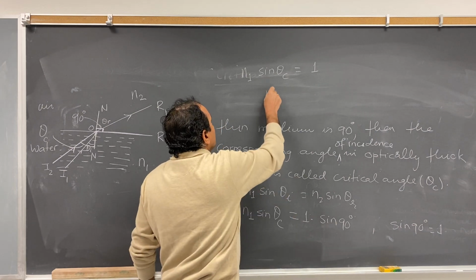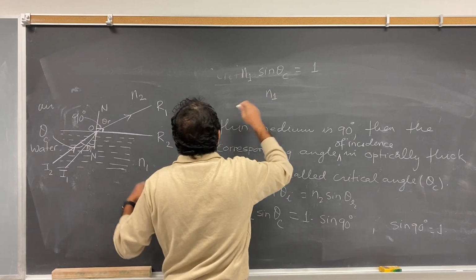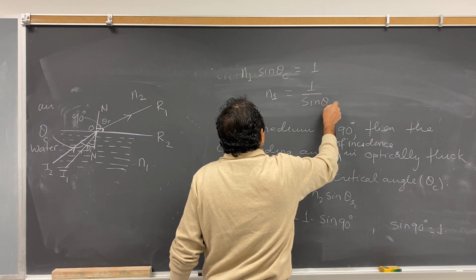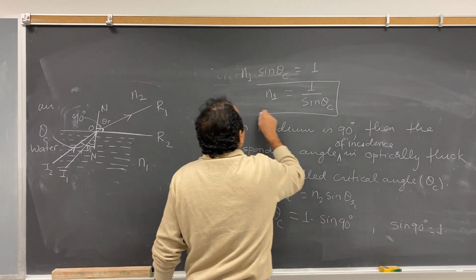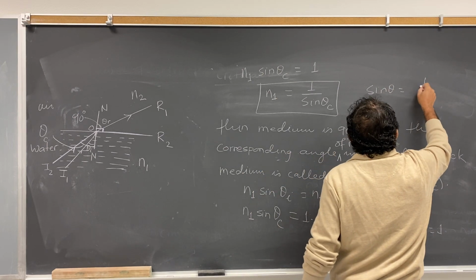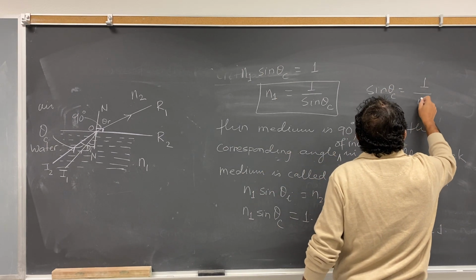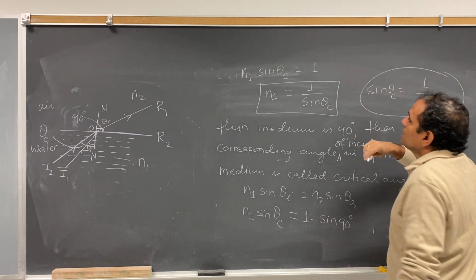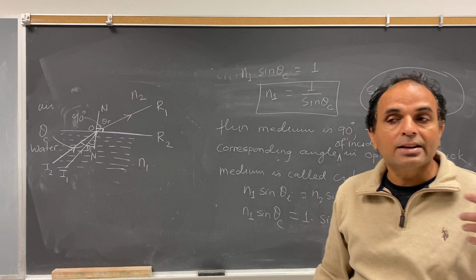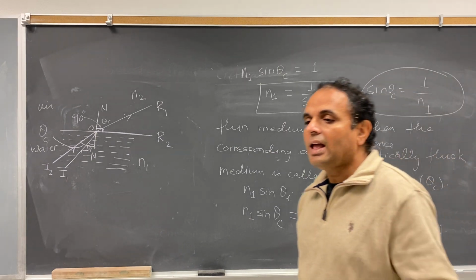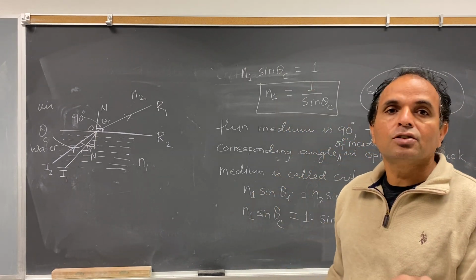So N1, the index of refraction of the optically thick medium here, is 1 over sine theta c. Or you can write sine theta c is equal to 1 over N1. Okay, so using this formula you can calculate the index of refraction if the critical angle is known, or you can also calculate the critical angle if the index of refraction is known.